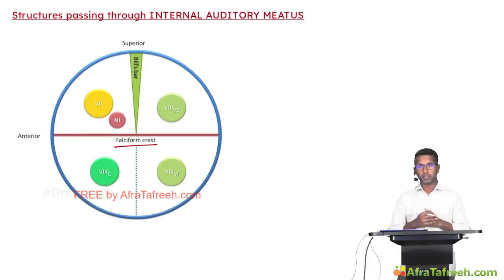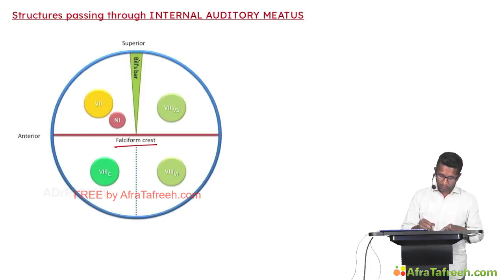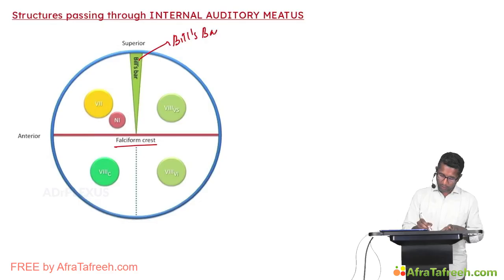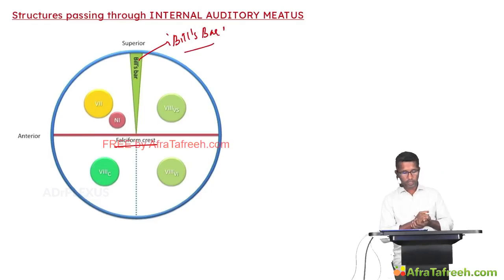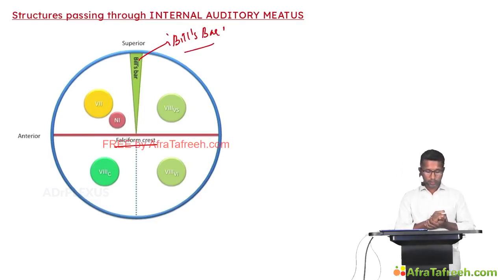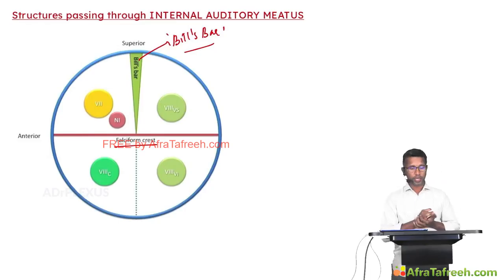From the roof of the internal auditory meatus, there is a vertical bar of bone which comes down here, and this bar of bone is called Bill's bar. So this is the vertical bar of bone which is seen in the internal auditory meatus. That is called Bill's bar.